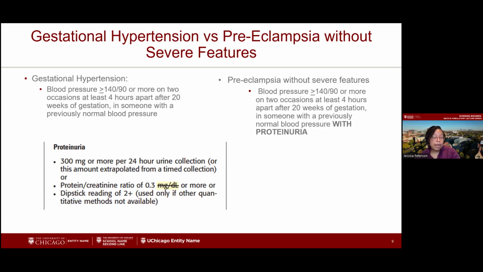And what you guys might actually see, if I can get my thing to work, is this dipstick rating when you dip the urine of 2+. This is not really our preferred method. And oftentimes if I saw this, it would probably prompt me to do additional testing. But this is something that you might see in clinic as a sign that the person is developing preeclampsia.